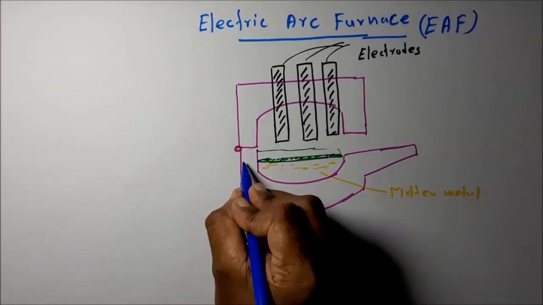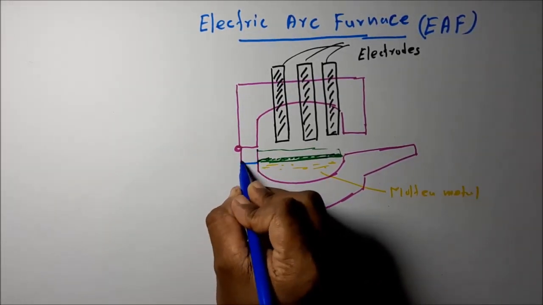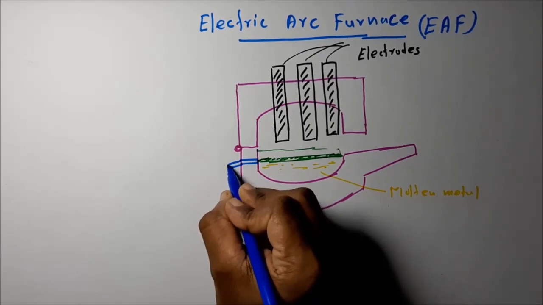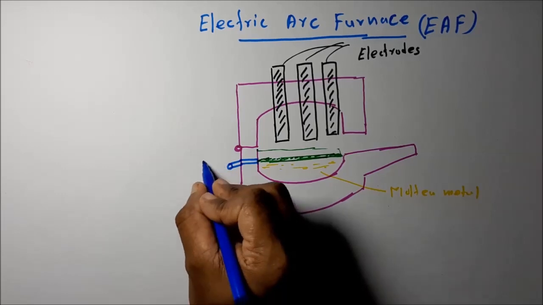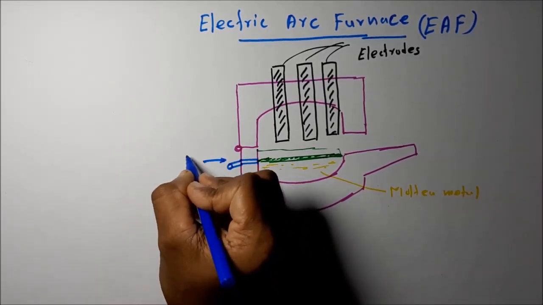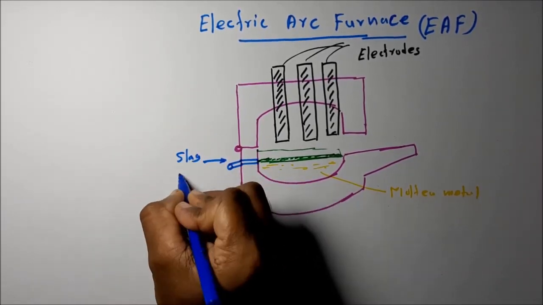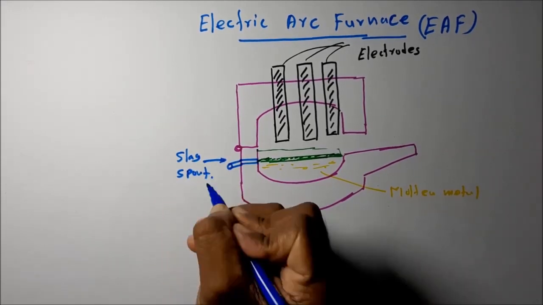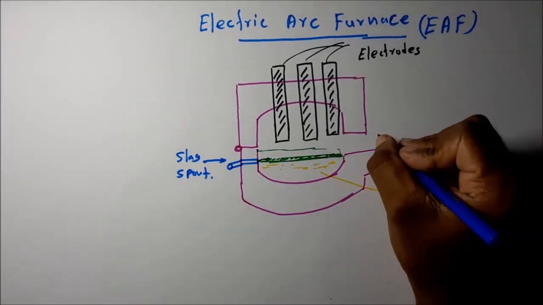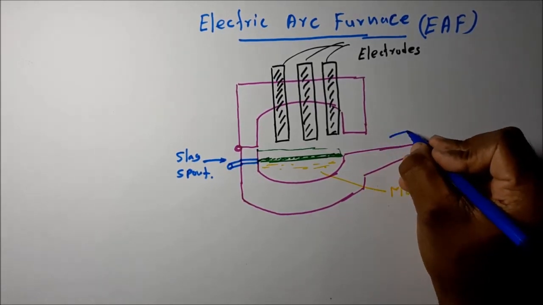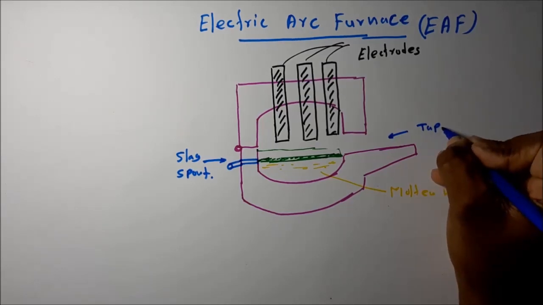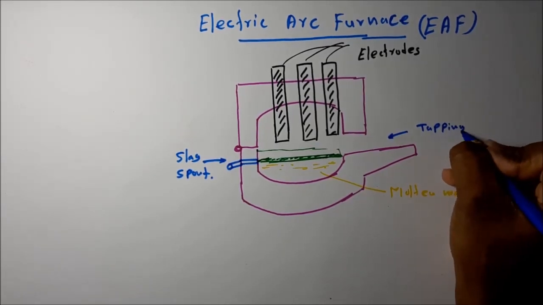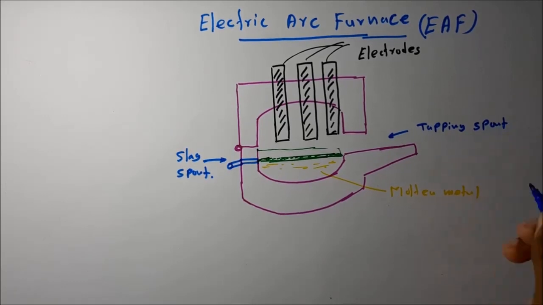Then there's a hole to take out the slag, called the slag spout. Here this is called the tapping spout, where the molten metal is taken out. Then the molten metal is taken to a ladle.